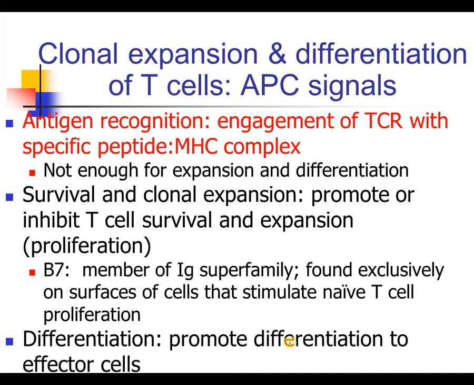So that leads us to, how do the T cells that are mature but naive recognize their antigen, clonally expand, and differentiate? And it really depends upon antigen-presenting cell signals. So first I'm going to talk about antigen recognition, engagement of the T cell receptor with its specific peptide MHC complex, and then I'll talk about survival and expansion, and ultimately differentiation.